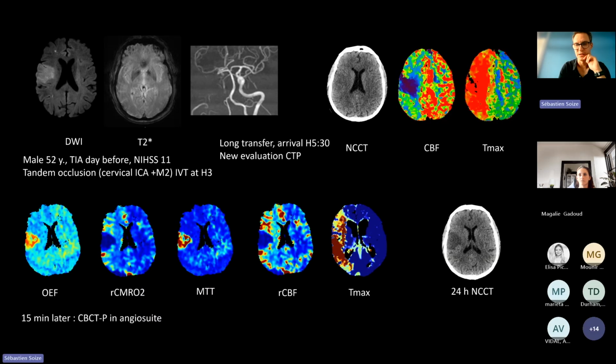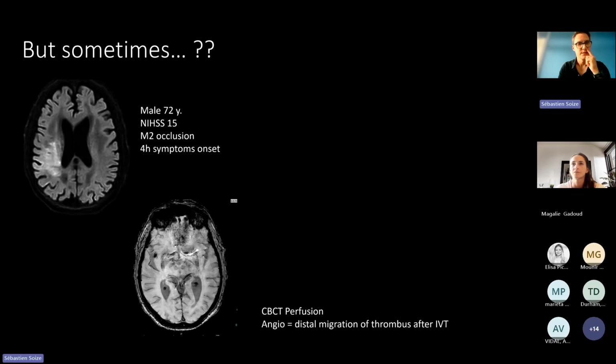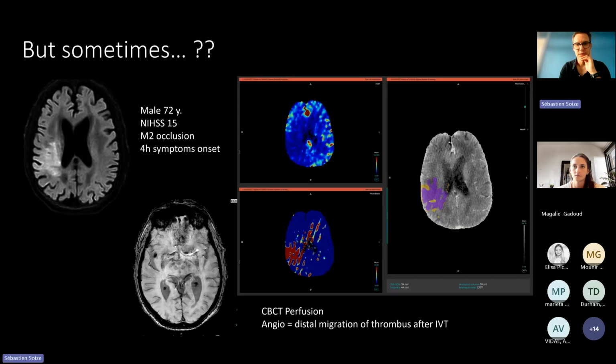Sorry, the control CT after recanalization is here and correlates perfectly with the CBF that we had after the arrival of the patient. And sometimes you can see such a patient with M2 occlusion, this kind of small stroke, not so big. We try to do a CBCT perfusion, and oh my God, we got lines, not interpretable perfusion, so we are kind of annoyed. It happens sometimes.